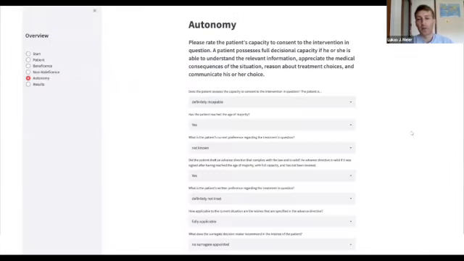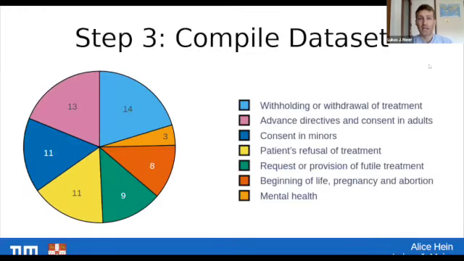Here we have variables that deal with autonomy. So is there an advanced directive? What does the next of kin say? And so on and so forth. It's a lot of variables. 3rd step, the data set.